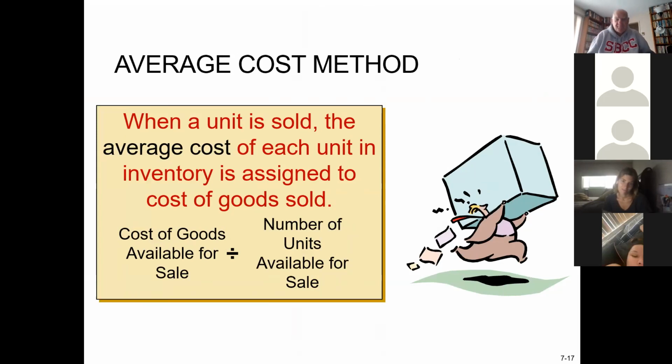Okay. Now, say hello to the easiest method. Hello, easiest method. Average cost. You don't have to worry about LIFO, FIFO, or specific ID, because all you're going to do is go to the line available for sale, and you're going to take the available dollars, divide them by the available units. And that's going to become your per unit cost. So let's see what we're talking about here.